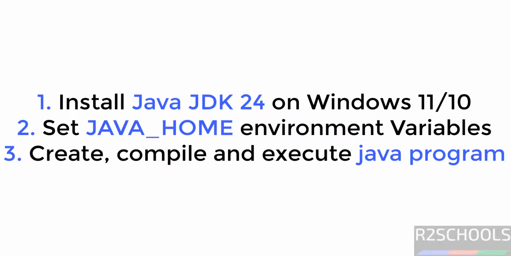Hello guys, in this video we will see how to download and install Java JDK 24 on Windows 10 or 11 operating systems. Then we will configure the Java environment variables. Then we will create, compile and execute the Hello World sample program on Windows.